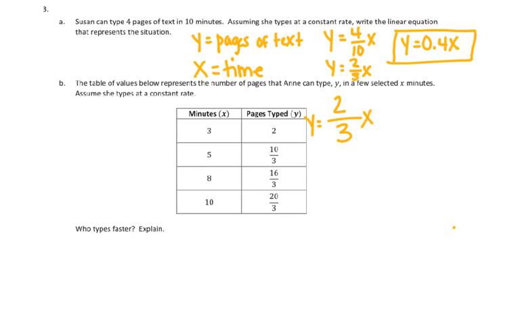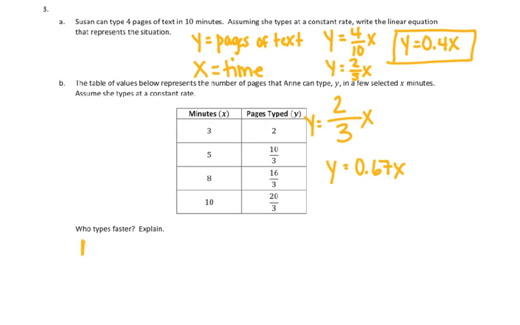But remember, we're interested in how many pages she's typing in just 1 minute. So we would have to divide 2 by 3, and we would determine that y equals 0.67x, rounded. So she's typing 2/3 of a page in 1 minute, whereas Susan is typing 2/5 of a page in 1 minute. And because 2/3 is larger than 2/5, we can confidently say that Anne is typing faster than Susan because she has a higher constant rate.